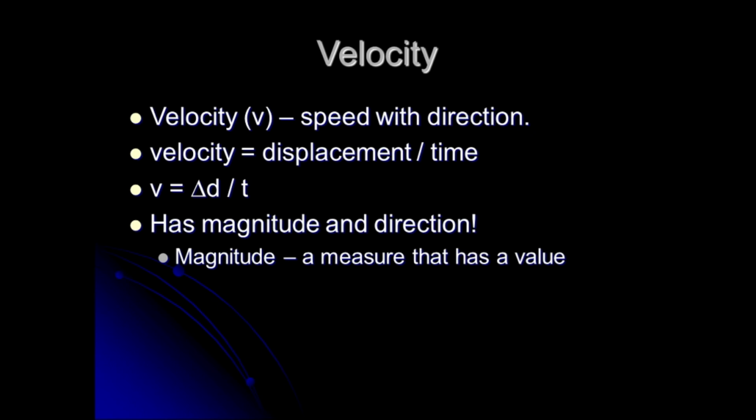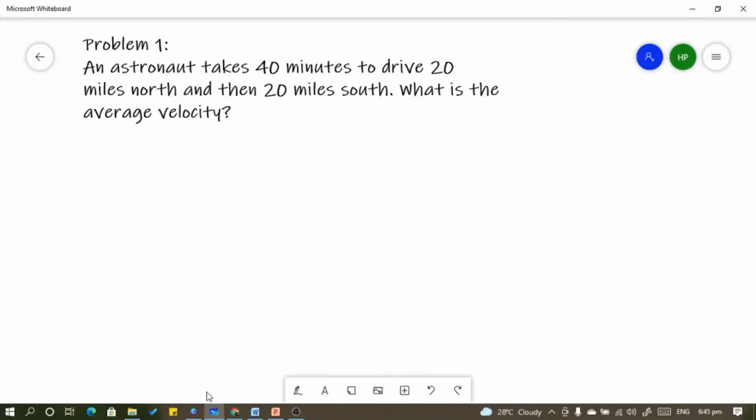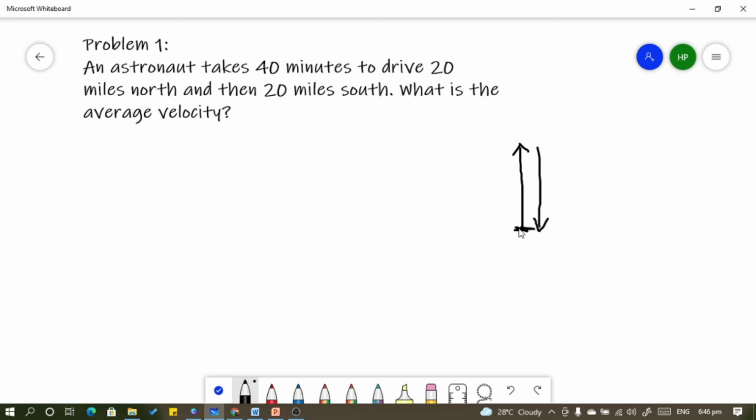So let's have an example. Problem number 1. An astronaut takes 40 minutes to drive 20 miles north and then 20 miles south. What is the average velocity? To clearly understand the problem, let's have an illustration. The astronaut takes 40 minutes to drive 20 miles north. Suppose this is 20 miles north, heading north, and then 20 miles south. So he went back south 20 miles. Remember that this is the starting point of the astronaut, and then he just went back.